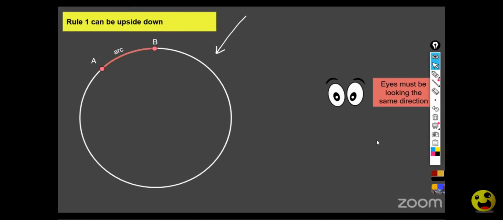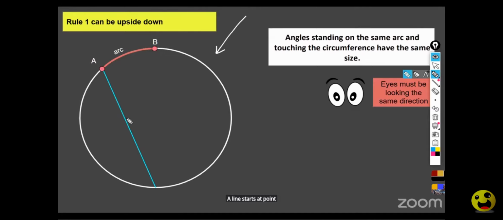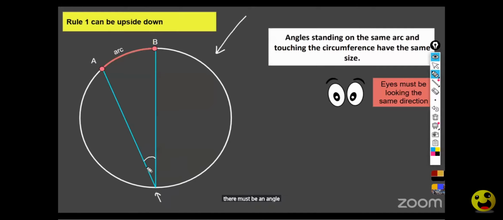All right, so people are finished right now. Look at what's going to happen, and we're going to do the same thing, except we're just going to do it upside down. Look at it. A line starts at point A, the beginning of the arc. It hits the circumference, and it's going to bounce back to point B. There must be an angle here. Now, I don't know what the angle is. That looks like a small angle. It looks approximately 11 degrees. I just approximated, right? So it starts at the beginning of the arc, which is the red. We're concentrating on the red arc. It hits the circumference. Key thing, it must hit the circumference and bounce back to the end of the arc.